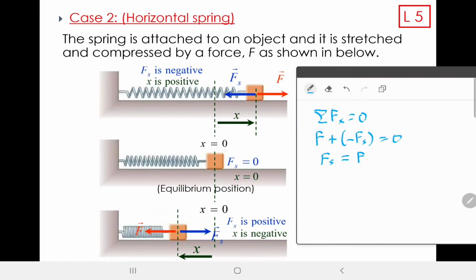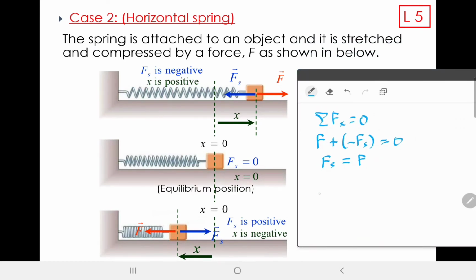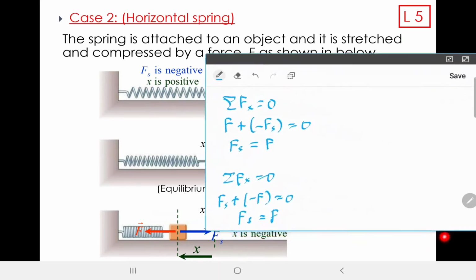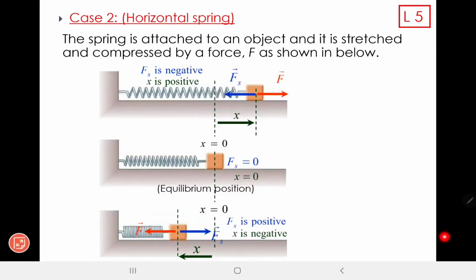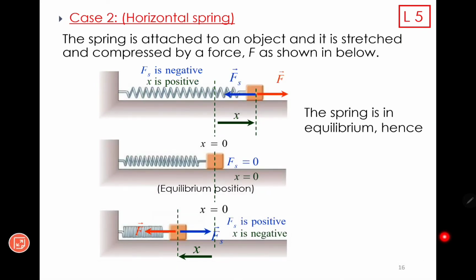Or from the third figure here, still the same, the sum of Fx equals 0. What do we have? Fs is directed to the right, so positive, plus the external force is now directed to the left, so negative. F equals 0. So still the same, Fs equals F. So this is the equation we get from this situation. The main equation here is Fs equals F. What is F? F is our external force or applied force.